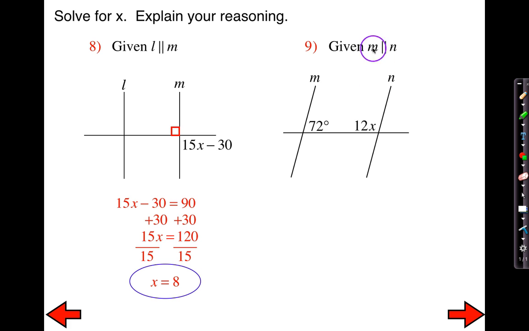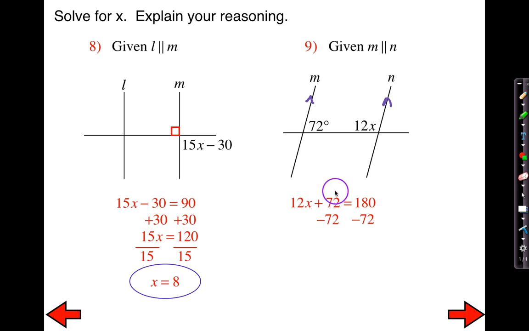Well, it says here for number 9, given m is parallel to n, let's solve for x. This one is once again interior angles. They're on the inside of the parallel lines, but however, these are not alternate interiors. These are same side interior angles. And if you recall, same side interior angles are supplementary. They do add up to 180. So I'm going to set it up as 72 plus 12x equals 180. Generally we do put the variables first, and that's why it was written this way.